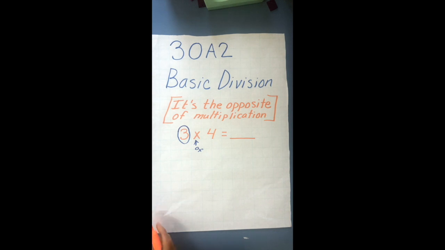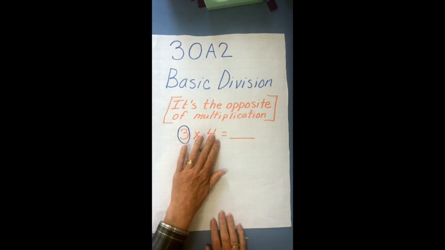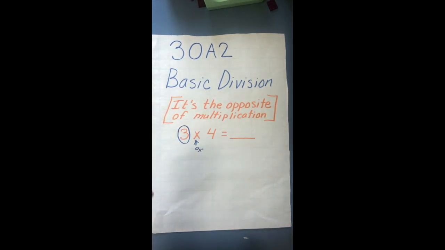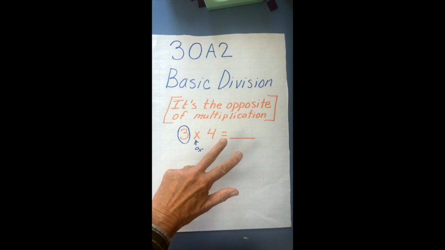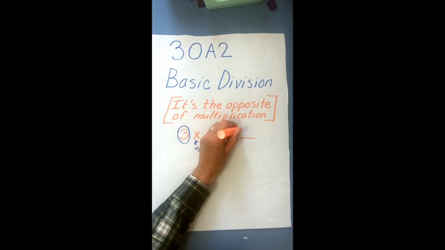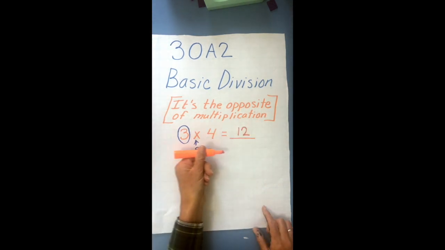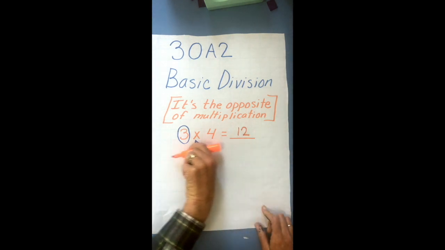So for my skip counting song, I know I'd have 3 fingers and I'd be skip counting by 4s. Ready, go. 4, 8, 12. So I know the answer to this is 12. But this is supposed to be division. So this is the direction we went to do multiplication. To do division, we just go the opposite way.